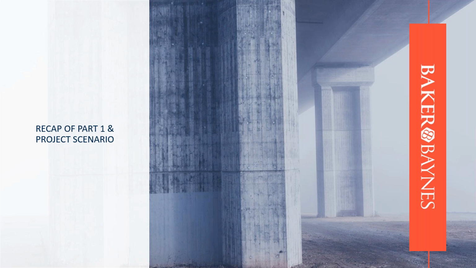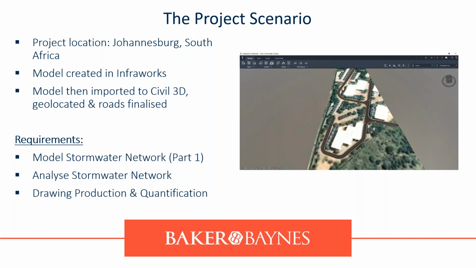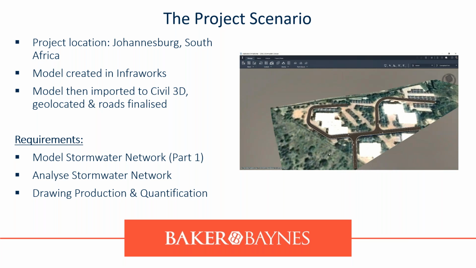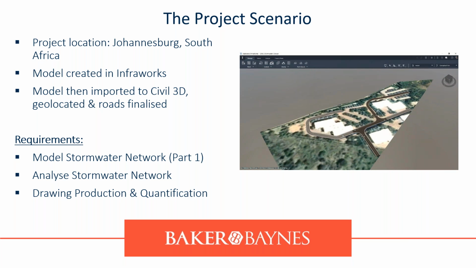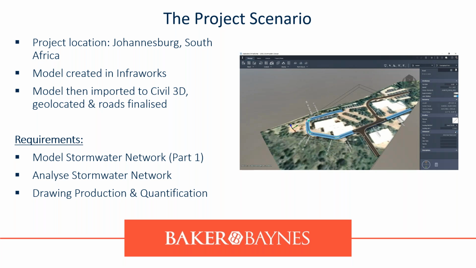All right, so let's have a recap of what's going on. So this is what I had created, right? So this was the project scenario. First of all, I took a site chain, Johannesburg, South Africa, actually close to Mall of Africa. We geolocated it using InfraWorks and Civil 3D, and we created a final road design that needed a stormwater network. Very realistic consulting or real world example, right? Geolocated, also localized here to our South Africa.